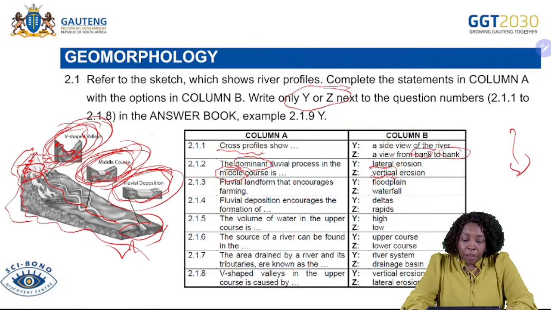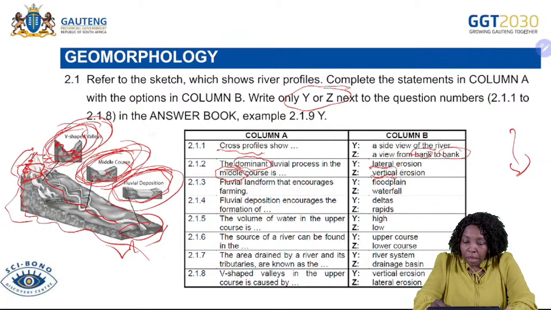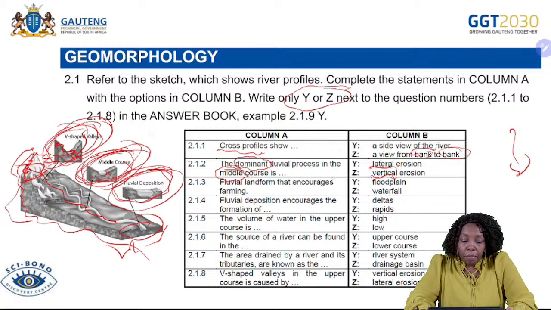And then the third question says the fluvial landform that encourages farming. So, okay, for these ones, I will show you the answers here as and when we move to the next slide. I'm just explaining each and every question as to how you should be able to get the correct answer there.